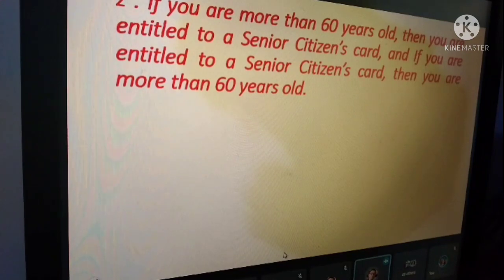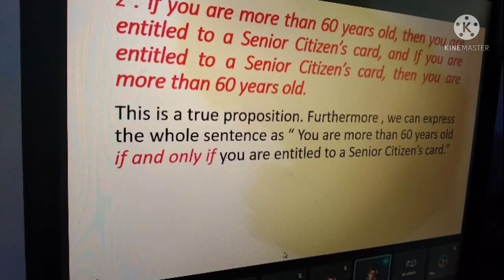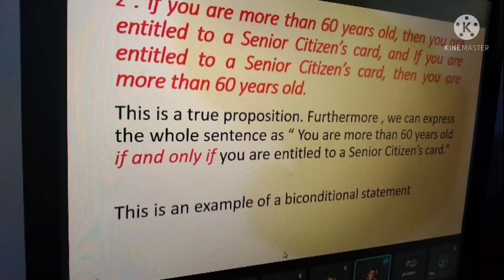So pag-aralan natin. So this is a true proposition. Further, we can express the whole sentence as you are more than 60 years old, if and only if you are entitled to senior citizen's card. So, totoo naman, di ba? Pag sinabi mong ikaw ay more than 60 years, it is true na kapag ikaw ay more than 60 years old, kung ikaw ay more than 60 years old, then dapat ikaw ay entitled sa senior citizen's card. So, this is an example of biconditional statement.